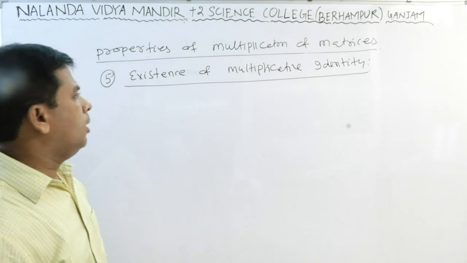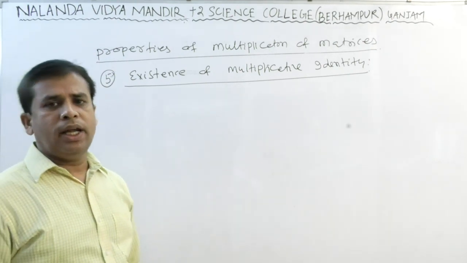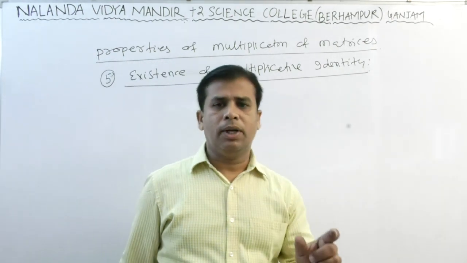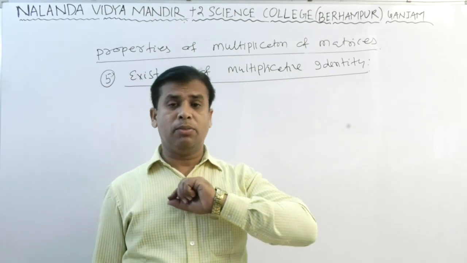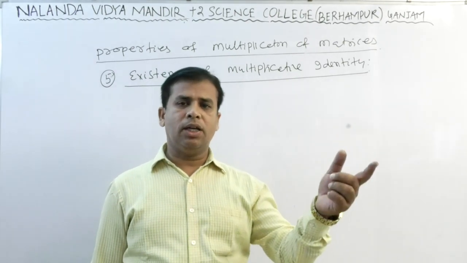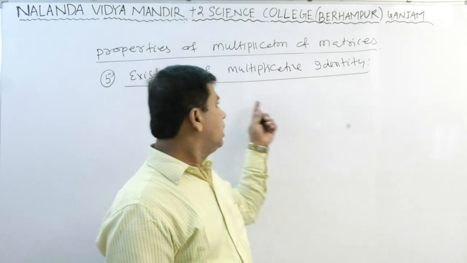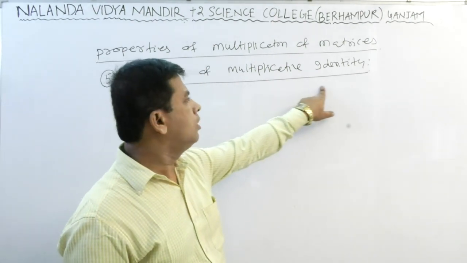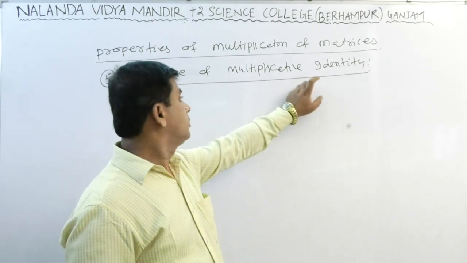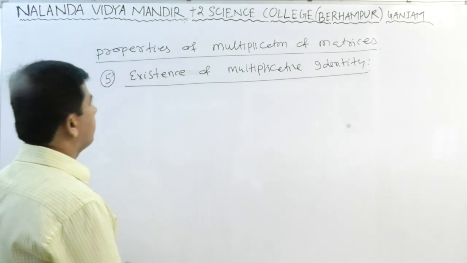Multiplicative identity means: if we multiply a matrix with some matrix and get the same matrix type back, then we say there is existence of a multiplicative identity.